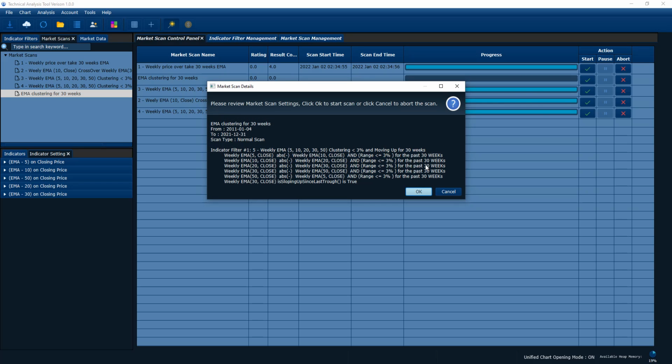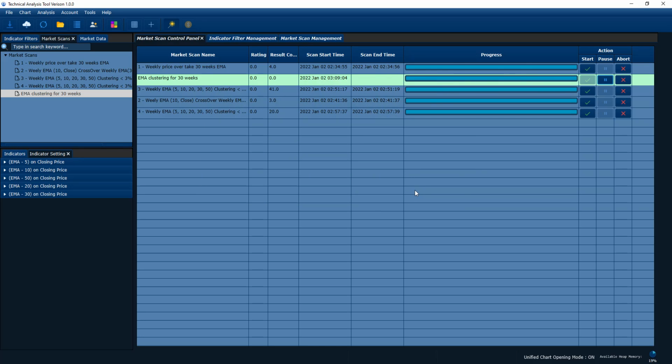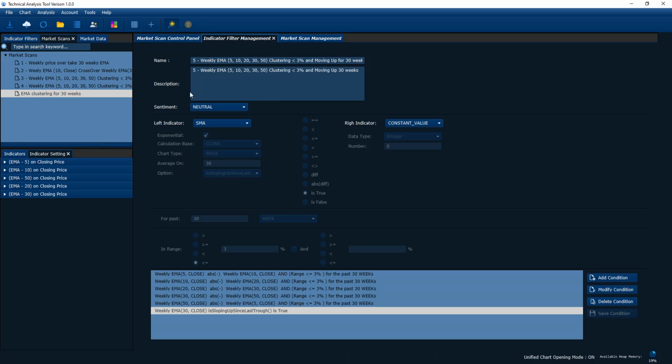Okay, so that looks good. The past 30 weeks is in here. This one is also there. All the conditions look good to me, so let's run it. All right, unfortunately we haven't got any results, which means we didn't find anything in the market in the current market condition.